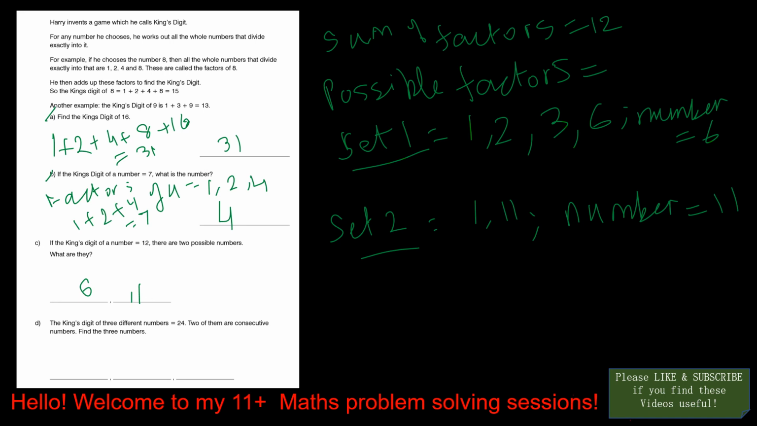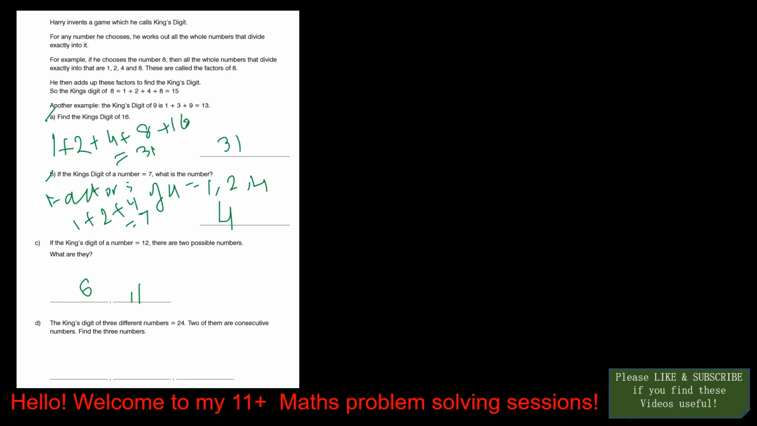So if you add up the factors of these two numbers, you would get 12. So that's your king's digit. So next we have the king's digit of 3 different numbers is 24. That's the next part. So 2 of them are consecutive numbers. Find 3 numbers. Now again, see that if the king's digit is 24, we have to think that the numbers are not really 6 or 11. It can't be. So what are the numbers?